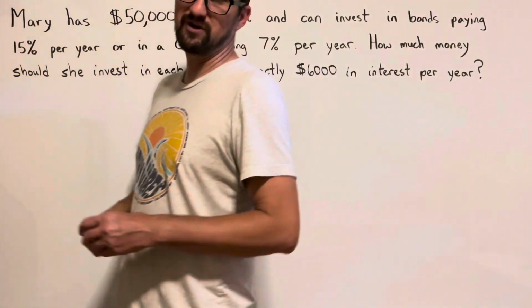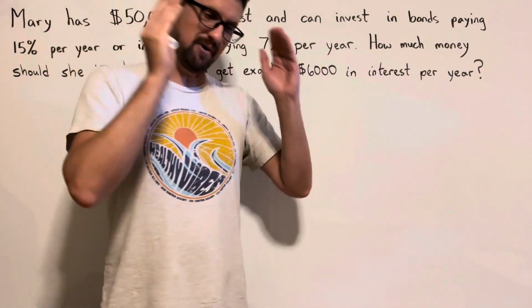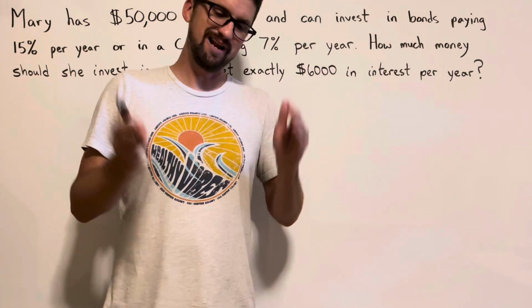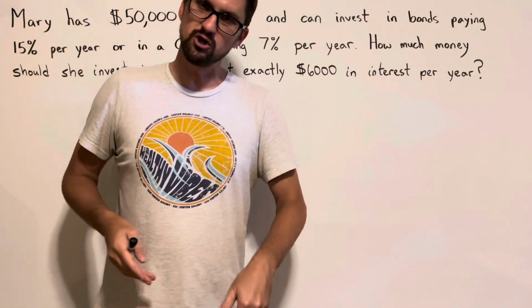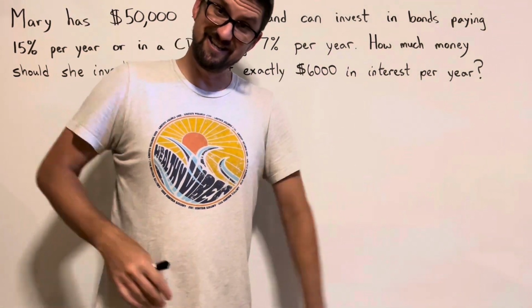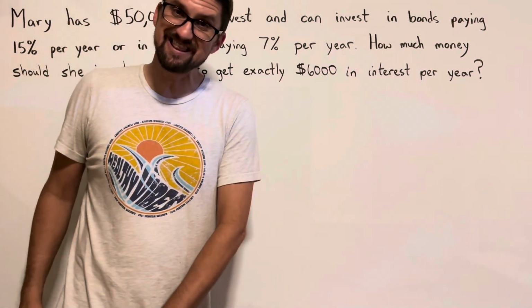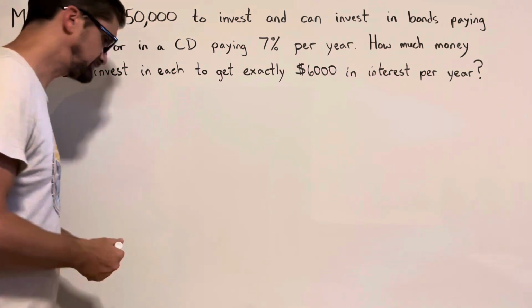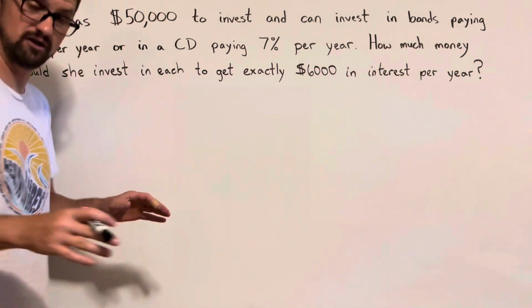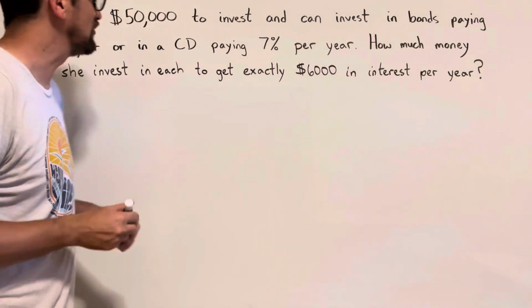All right, so what we're going to do is take the interest earned from the bonds investment and add it to the interest earned from the CD, and we want that to equal $6,000. You have to define a variable.